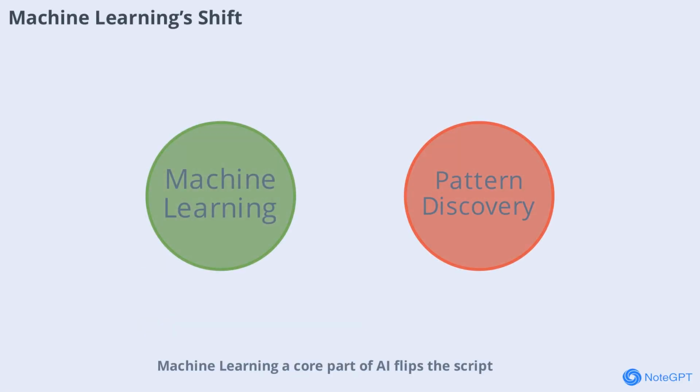Machine learning, a core part of AI, flips the script. Instead of humans writing all the rules, we give the system lots of data and the correct answers. The AI then figures out the rules on its own, discovering patterns that even humans might miss. This shift is what makes AI so powerful and adaptable.